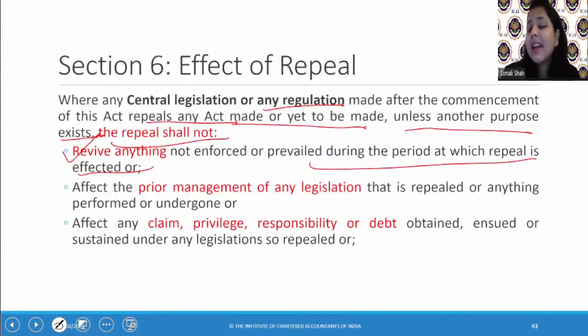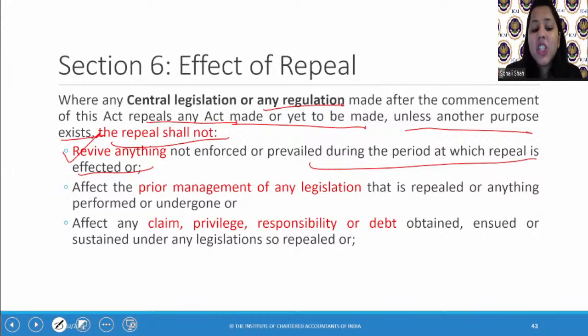So when the Companies Act 1956 was there, CSR provisions were not applicable. They will become applicable only after the coming into force of the Companies Act 2013. This is what is meant by: the repeal shall not revive anything not enforced or prevailed during the period at which the repeal is effected.